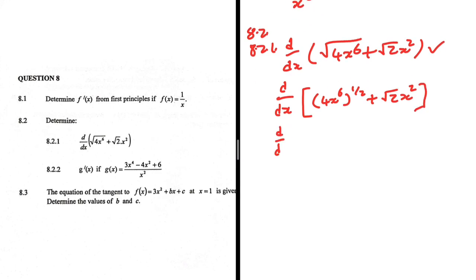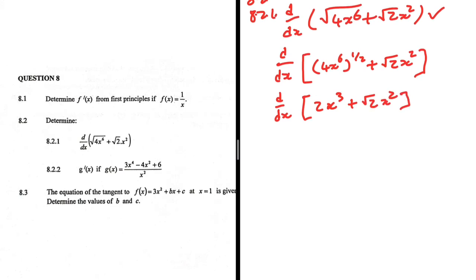So d/dx, I'm not yet ready to differentiate. I'm still rewriting this. 4 to the power half is 2, and then x to the power 6 to the power half is x to the power 3. So we have 2x to the power 3 here, plus the square root of 2 times x squared. I think I am now ready to differentiate.